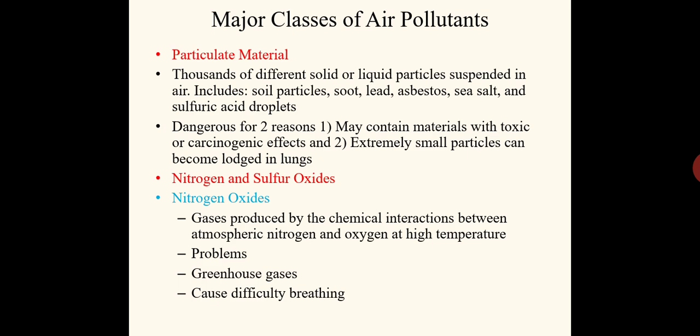You see, around 78%, 79% of the atmosphere is nitrogen. So once oxygen and nitrogen come in contact and the required temperature is reached, what happens? There will be a chemical reaction between these two to form the nitric oxides. The problems caused by the nitrogen oxides are greenhouse gases. It will produce greenhouse gases, which in turn will increase the atmospheric temperature, and again it is favoring the formation of nitrogen oxide. And the second problem is the cause of difficulty in breathing.